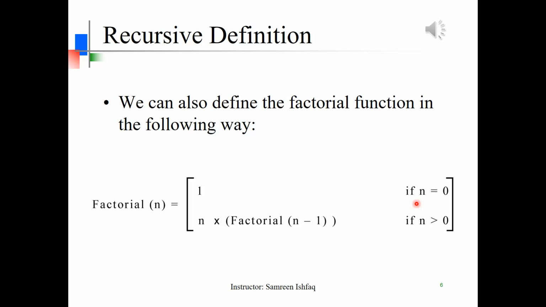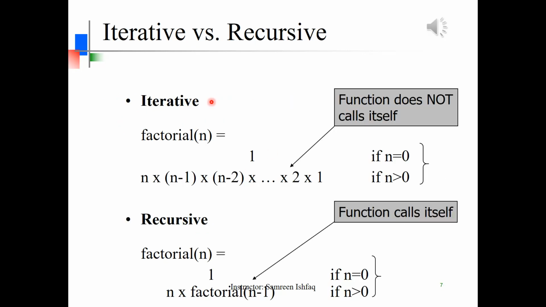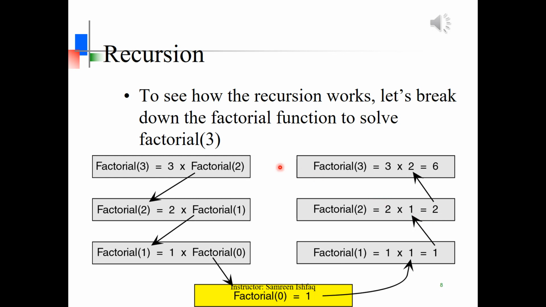Here is the recursive definition of the factorial function. If the value of n is 0, then the factorial returned is 1. If the value of n is greater than 0, then we call the function with n minus 1 value again. And we multiply that answer with n. So what was the difference between these two definitions? In the iterative definition, the function does not call itself, while in the recursive definition, the function calls itself. Now we know the difference between iteration and recursion. Let's see how recursion works.